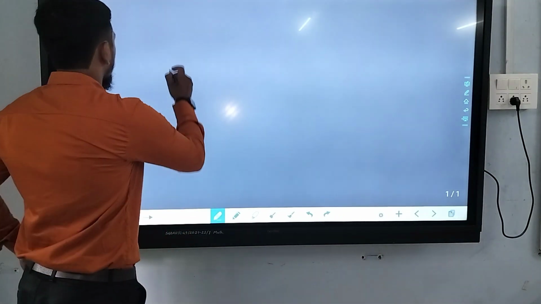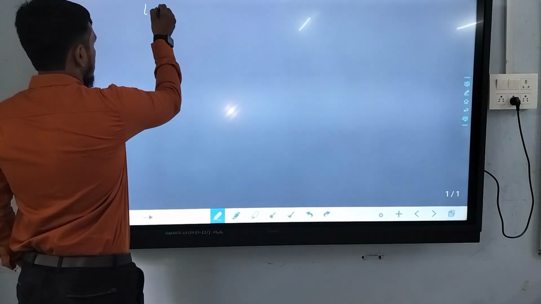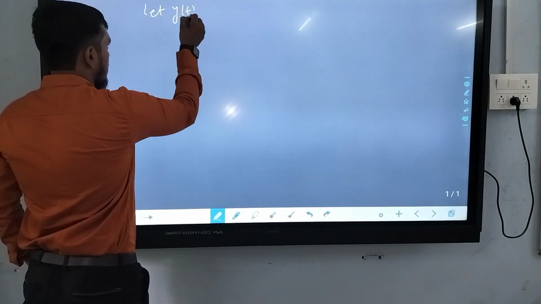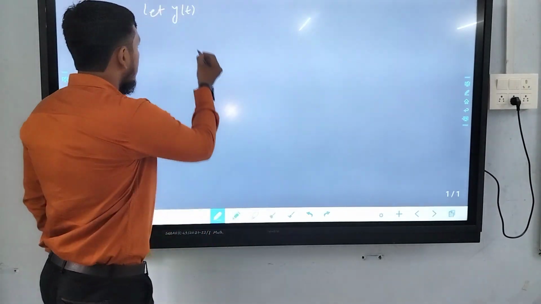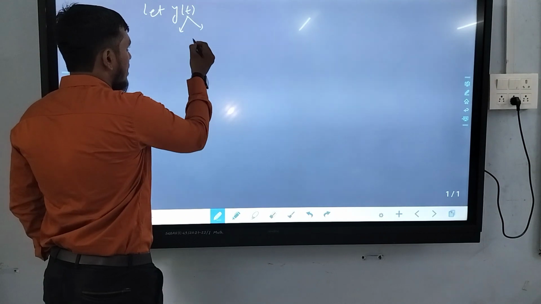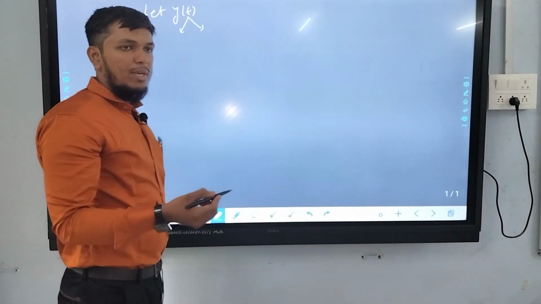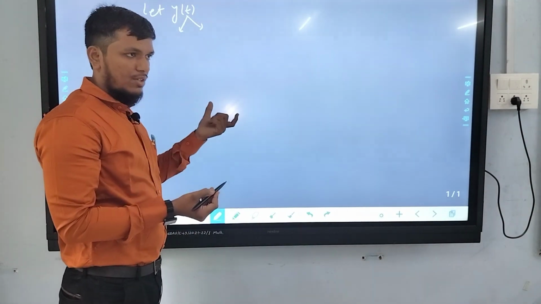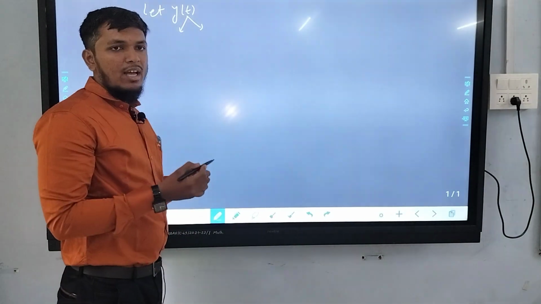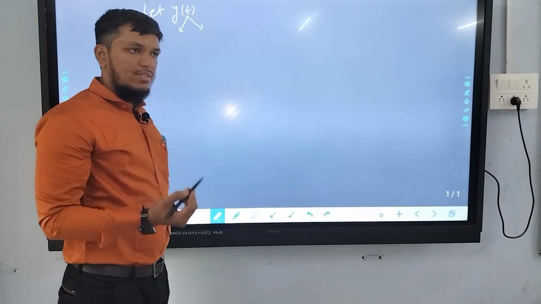Let y of t be a function of a real or complex variable. Here t is a variable, it may be a real variable or a complex variable, and y of t is a function of the variable t.